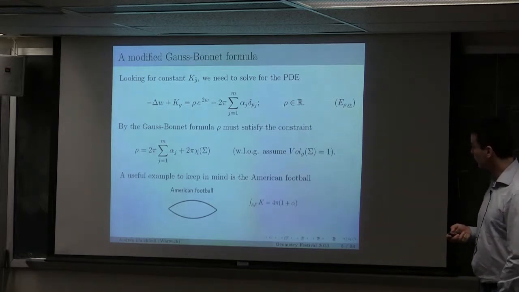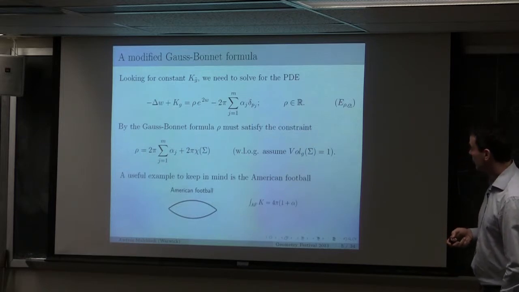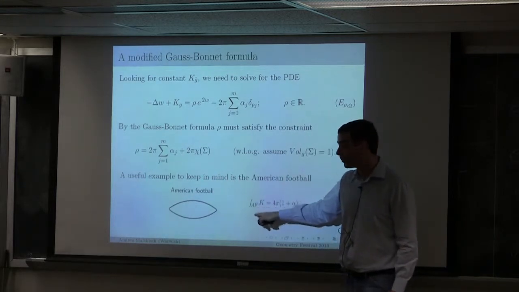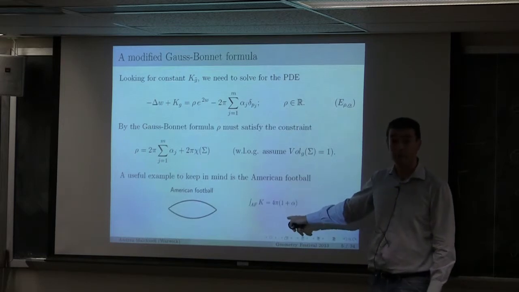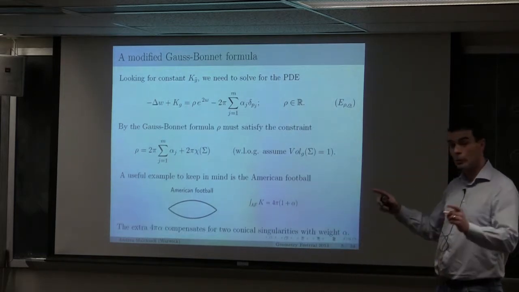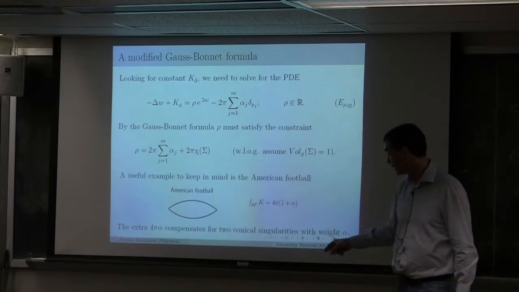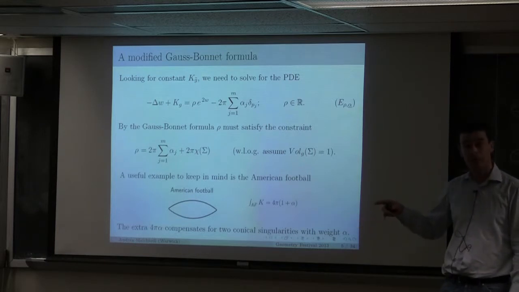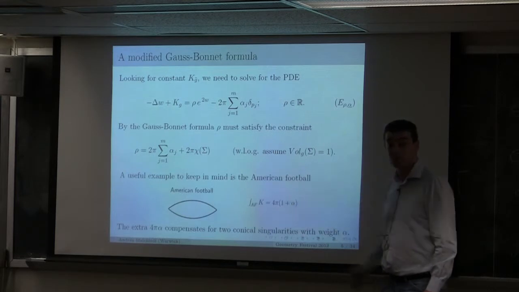I will actually use this several times. The integral of the Gaussian curvature over the smooth part amounts with this notation to 4 pi (1 plus alpha). Because in the Gauss-Bonnet formula, you have to compensate the curvature of the two conical singularities, each of them carrying an amount of curvature minus 2 pi alpha. So you have to add 4 pi alpha to the smooth part.